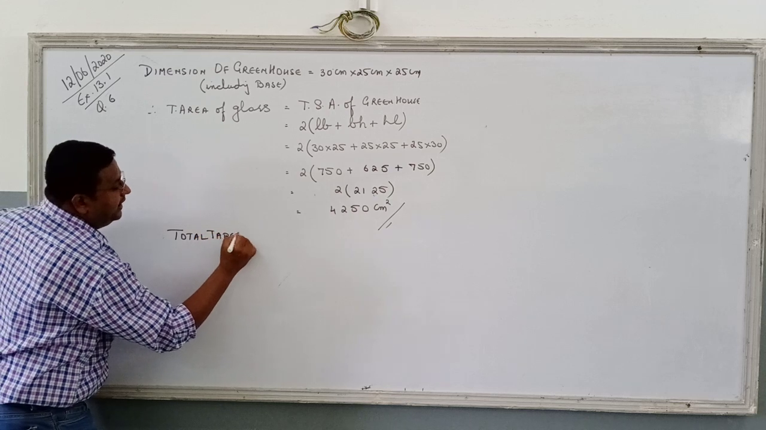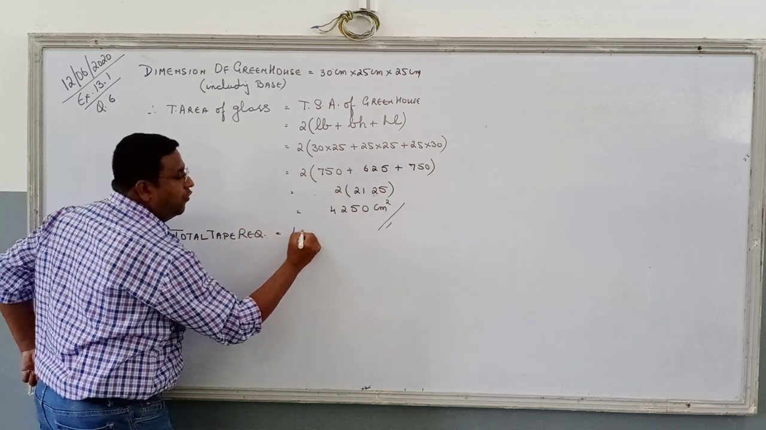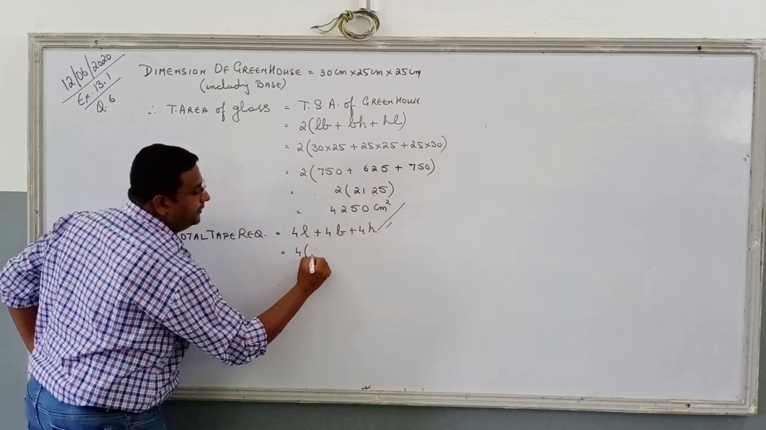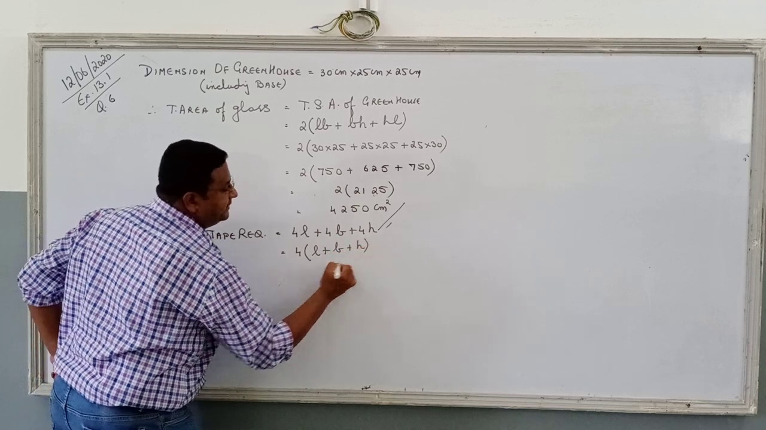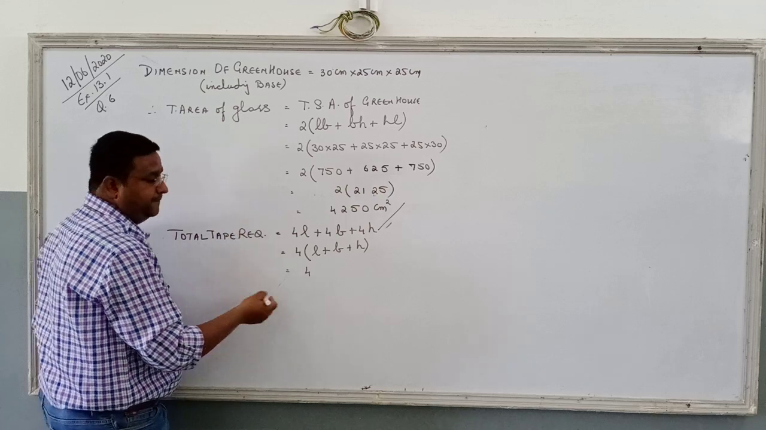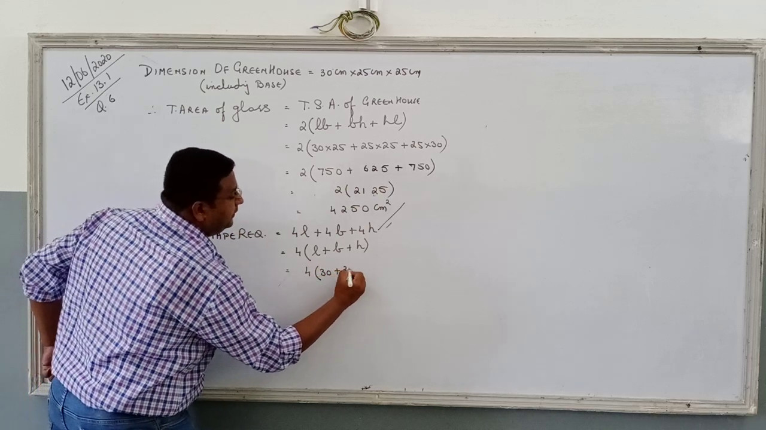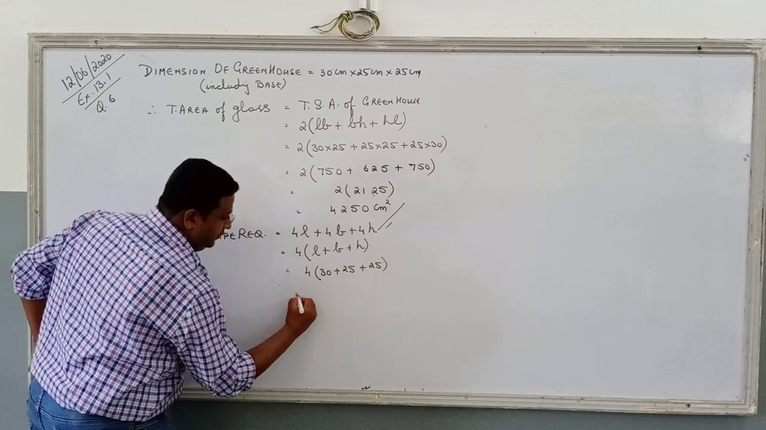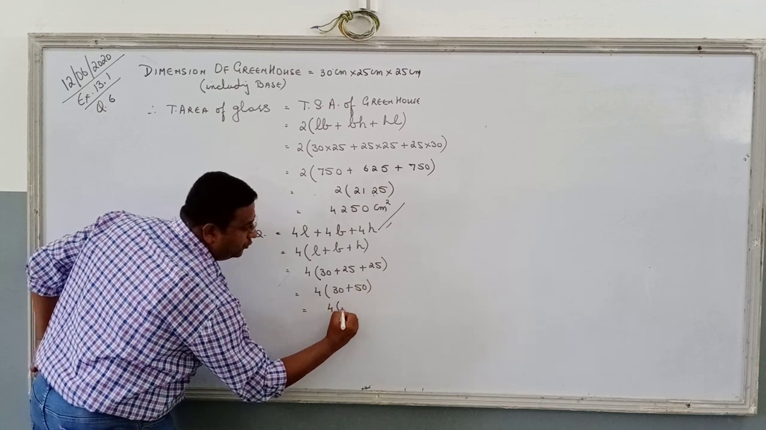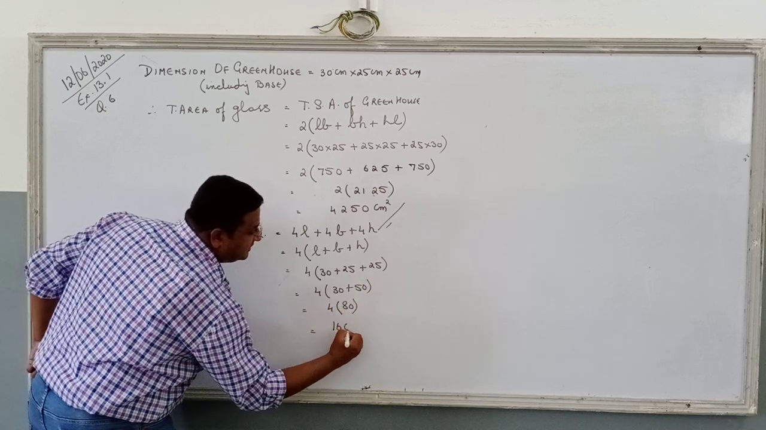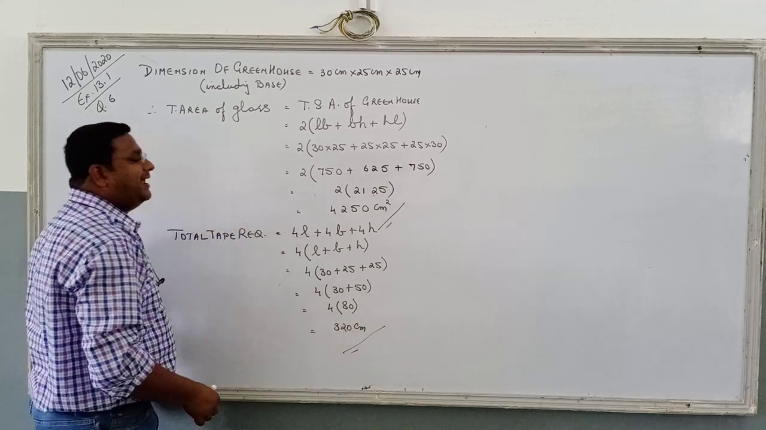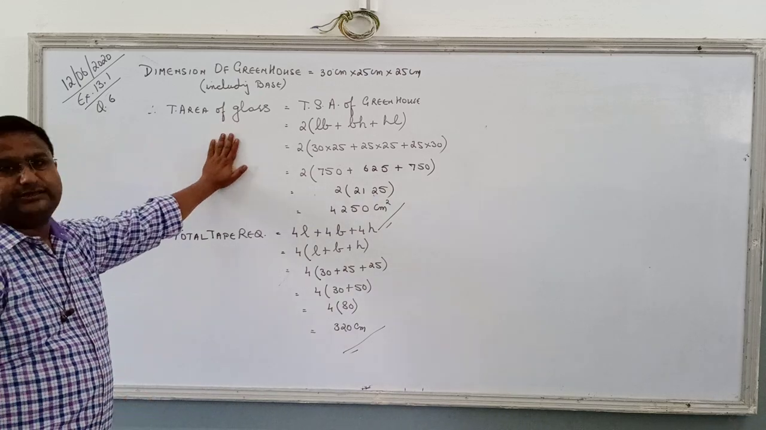So total length of tape required is equal to 4L plus 4B plus 4H. So 4 is common, 4 times (L plus B plus H). This is a formula that we had not given. You can make this formula. So 4 into (30 plus 25 plus 25). So 4 into (30 plus 50), 4 into 80. So that is 320 centimeter of tape is required for joining the edges.